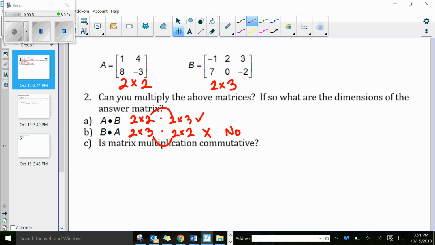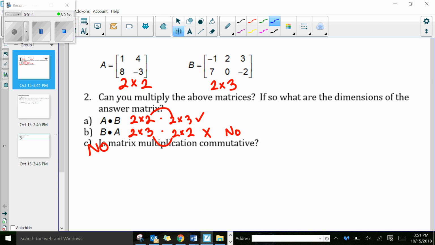But what this proves is that matrix multiplication is not commutative. I've heard it pronounced both ways. Commutative would be if you put it both ways and it would work. A times B is the same as B times A. This doesn't work with matrices.